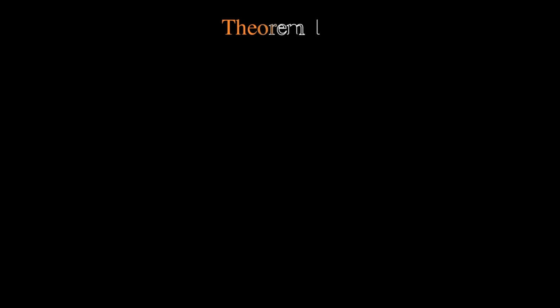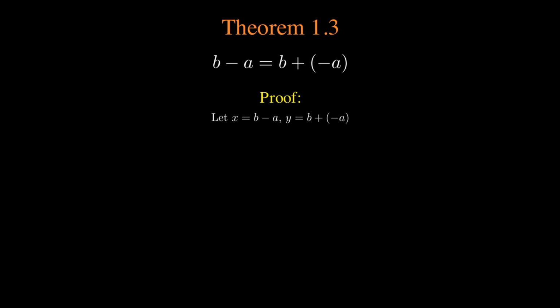Let's prove theorem 1.3. It states, b minus a equals b plus negative a. This connects subtraction with the addition of negatives. Let x equal b minus a, and let y equal b plus negative a. We want to prove that x equals y. By the definition of b minus a, we know that x plus a equals b. Now consider y plus a.